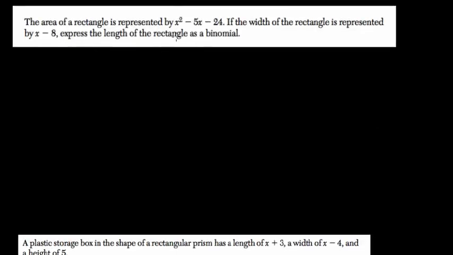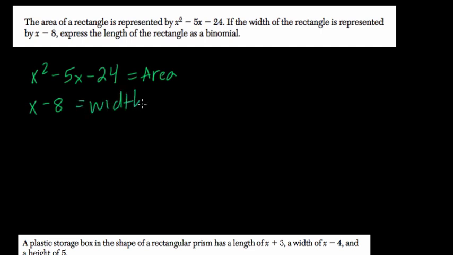The area of a rectangle is represented by x squared minus 5x minus 24. That's the area. And they say that the width is represented by x minus 8. X minus 8 equals the width. So express the length of the rectangle as a binomial. Remember, a binomial means two terms.